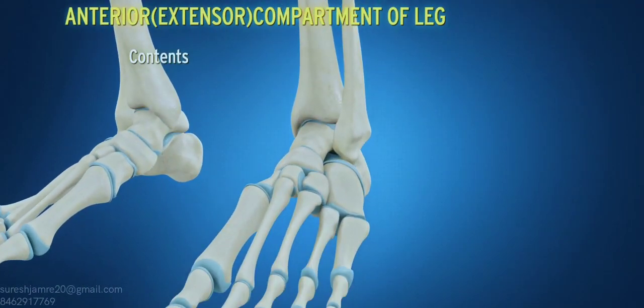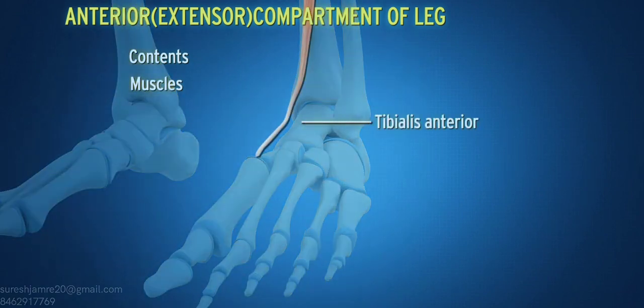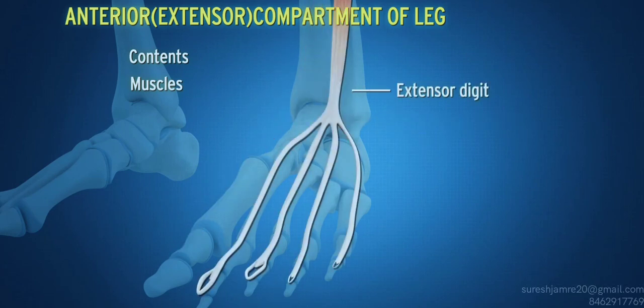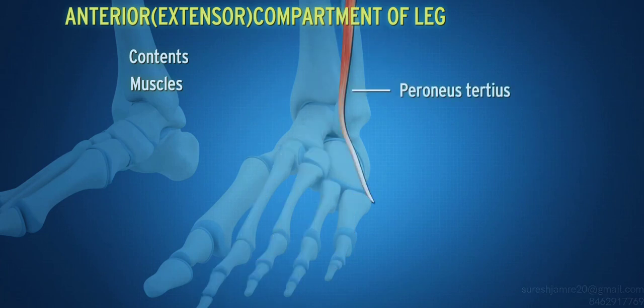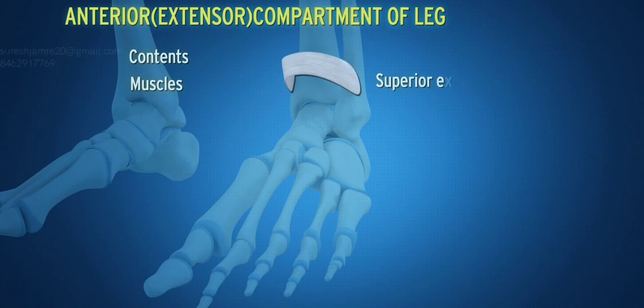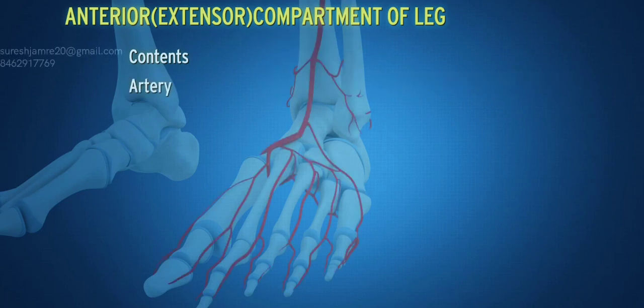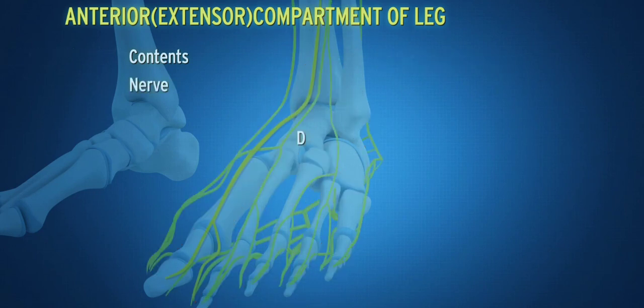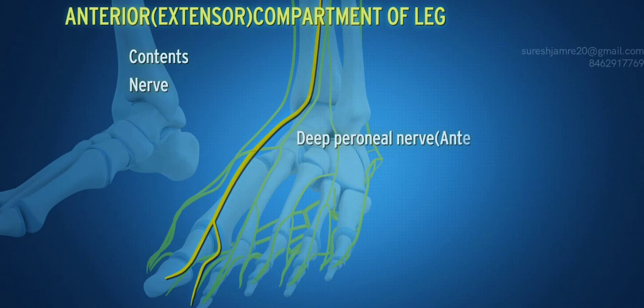Contents. Muscles: tibialis anterior, extensor hallucis longus, extensor digitorum longus, peroneus tertius, superior extensor retinaculum. Artery, anterior tibial artery. Nerve, deep peroneal nerve or anterior tibial nerve.